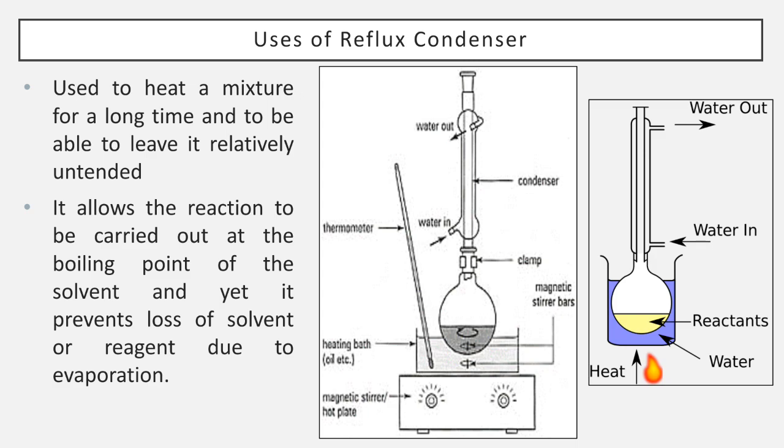For example, if you take water and heat it for a long time, we will lose the water due to evaporation. So in order to prevent the loss of the reagent or water, we use the reflux condenser. It is used to heat a mixture for a long time and leave it relatively unattended. It allows the reaction to be carried out at the boiling point of the solvent, and yet it prevents the loss of solvent or reagent due to evaporation. Understood?